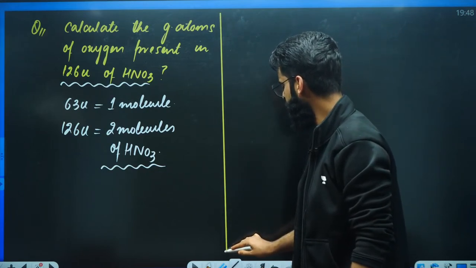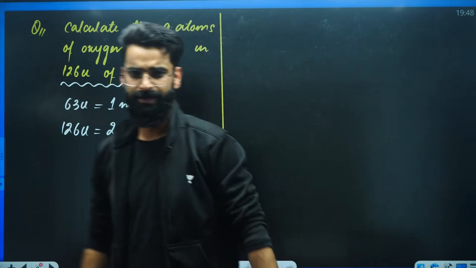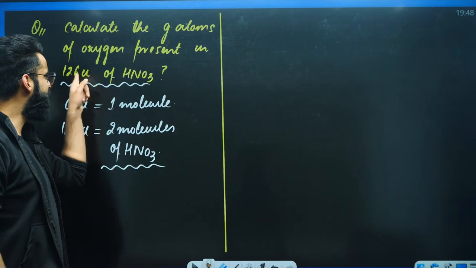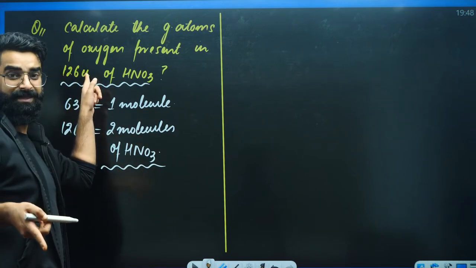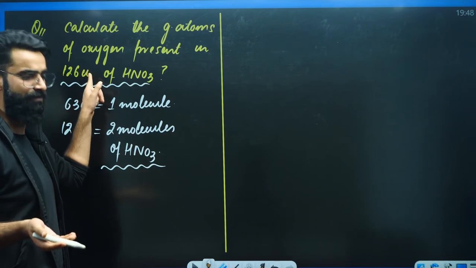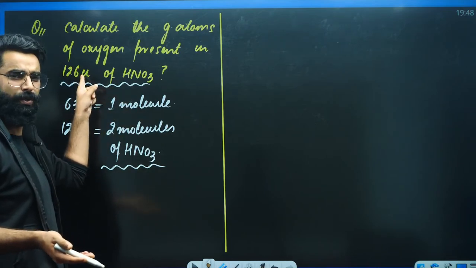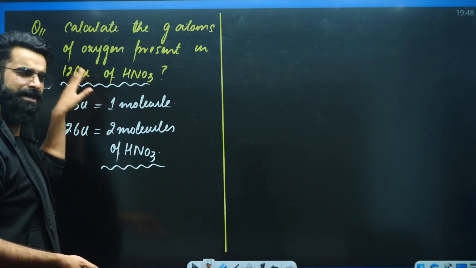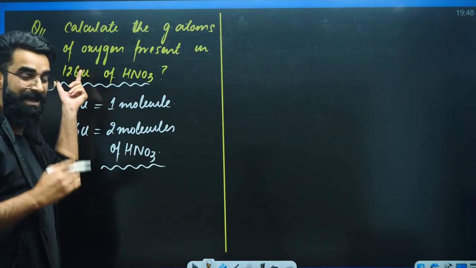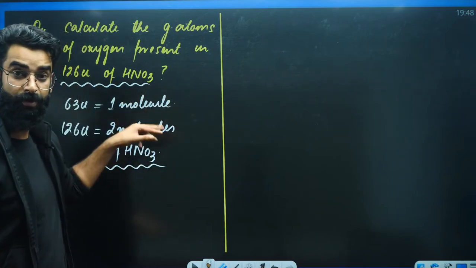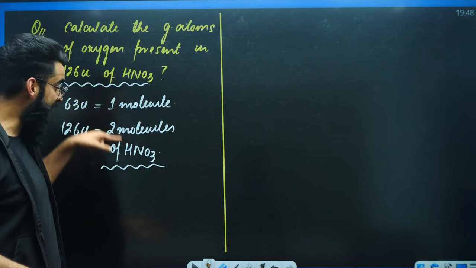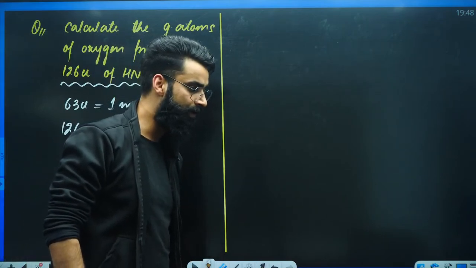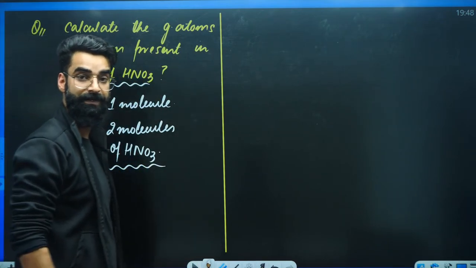Now people, follow the same procedure which I told you. Convert the given quantity into moles. You cannot convert this quantity directly into moles, since the mass has to be in grams for that. But over here it was in u, so you're not supposed to divide by molar mass. If it was 126 grams, then it was given mass divided by molar mass, by means of which you can calculate moles. So be careful with this. Indirectly, we have 2 molecules of HNO3.